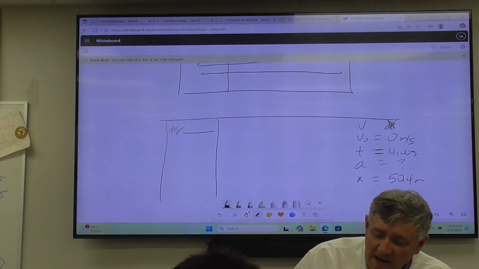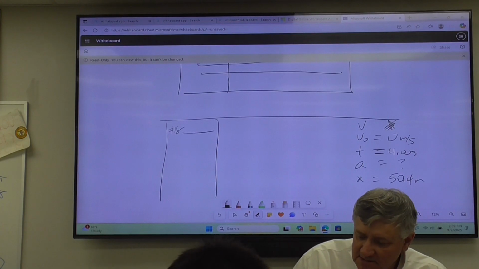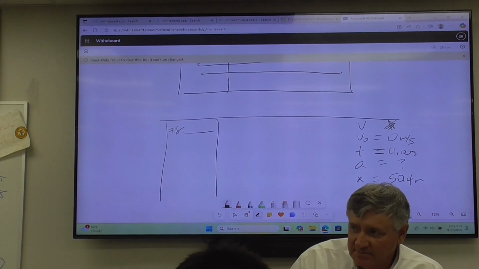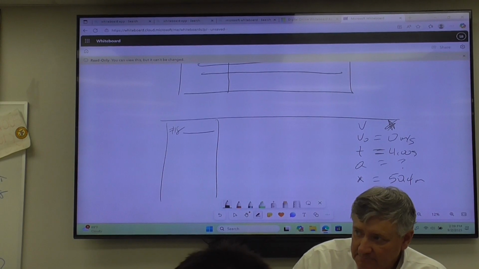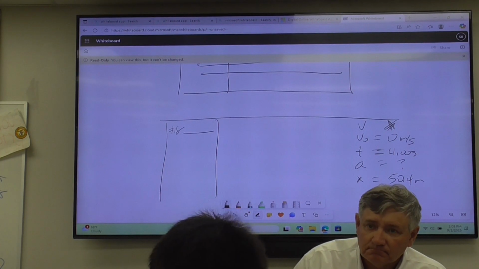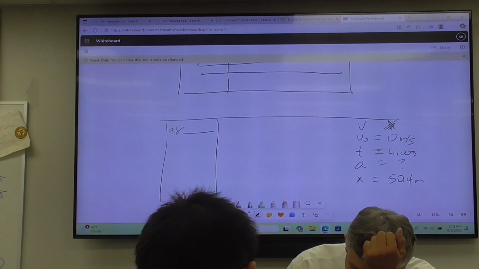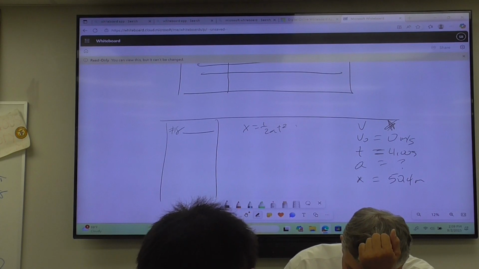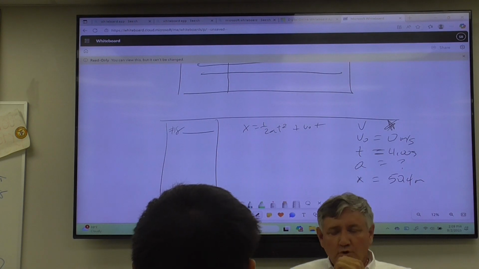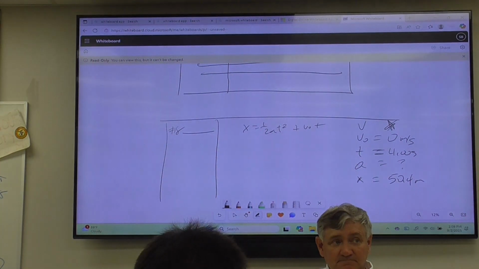So, now that you know what's happening, you need to find an equation that relates distance, acceleration, time, and initial velocity. What do you got? The second one. Okay? X equals 1/2 a t squared plus v naught times time. Cool. I'm telling you, this is exactly what I would do if I were working this problem.